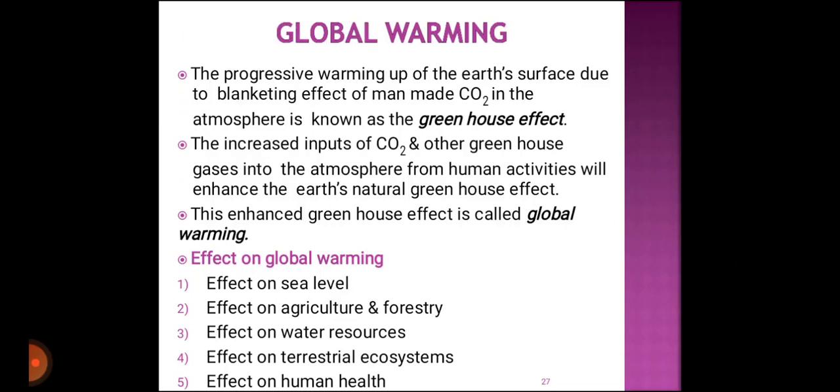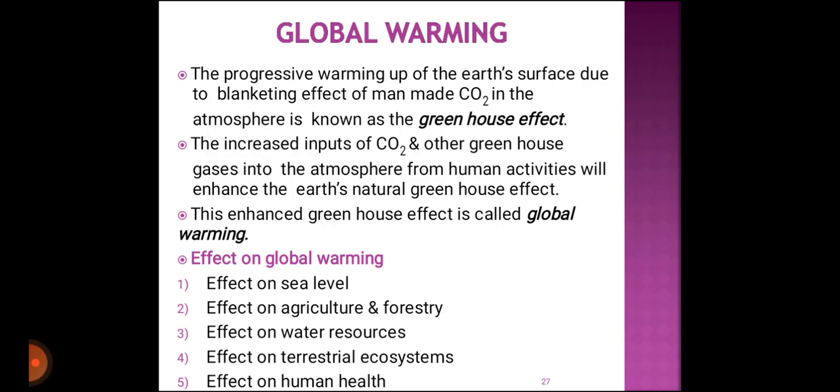The terrestrial ecosystem is further classified into three types: grassland ecosystem, desert ecosystem and forest ecosystem. These three ecosystems are affected by greenhouse gases or global warming. Then there is the effect on human health. Human health is also affected.